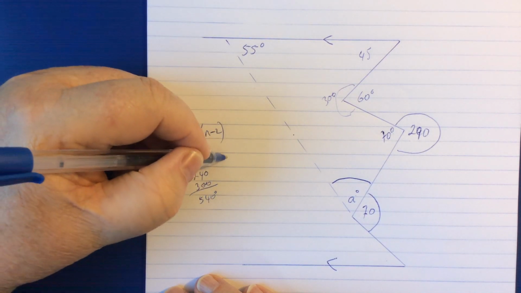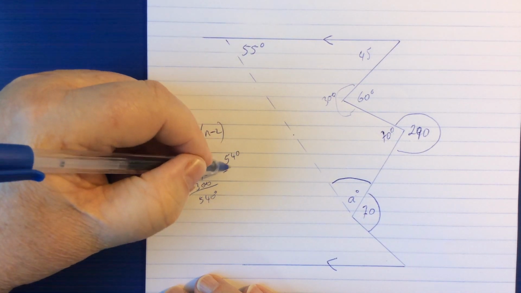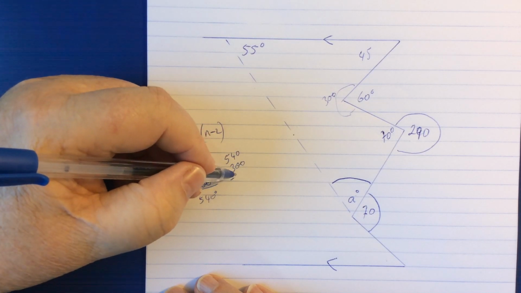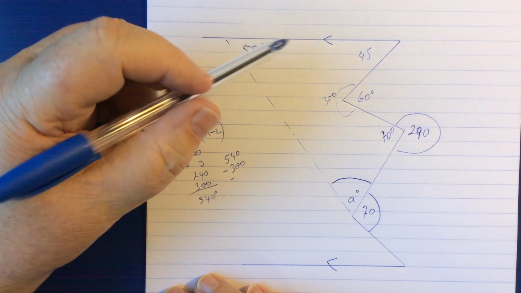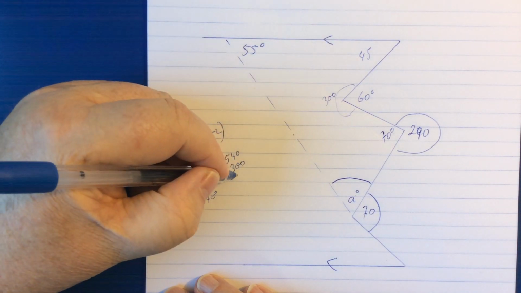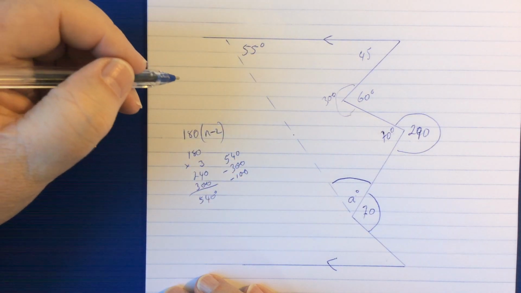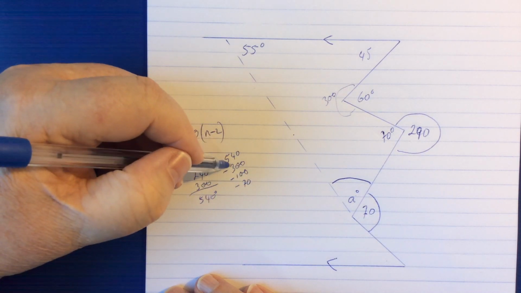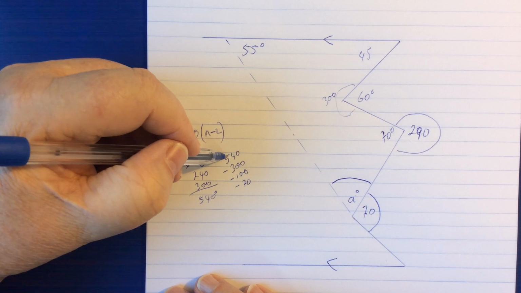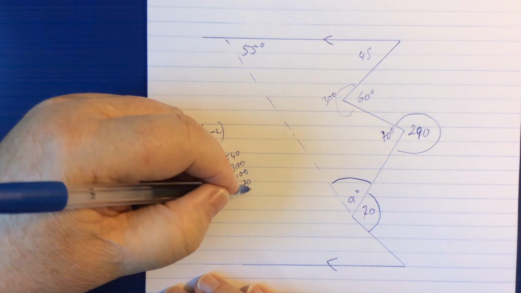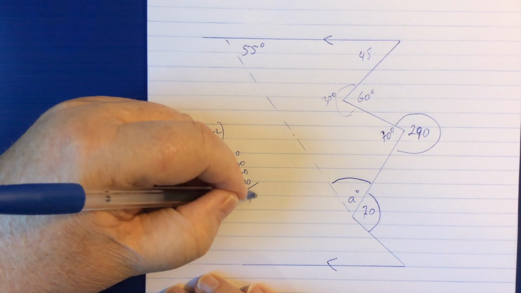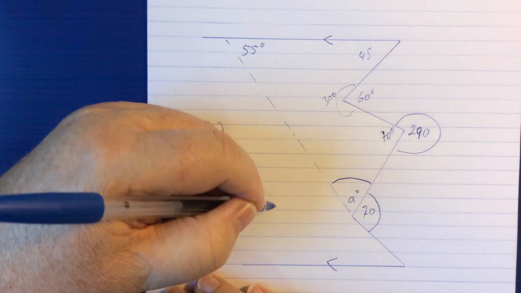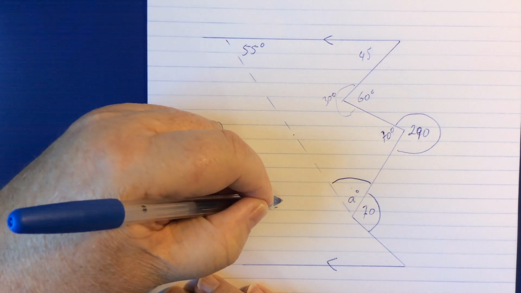540 minus 300, minus 55 and 45 is 100. Let's make this easy. And minus 70. So that's 540 minus 400. That's 140 minus 70 leaves us with 70 degrees. So is A 70 degrees? Well, let's just say that it is.